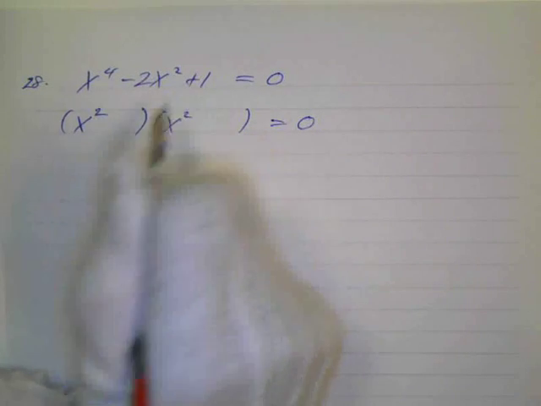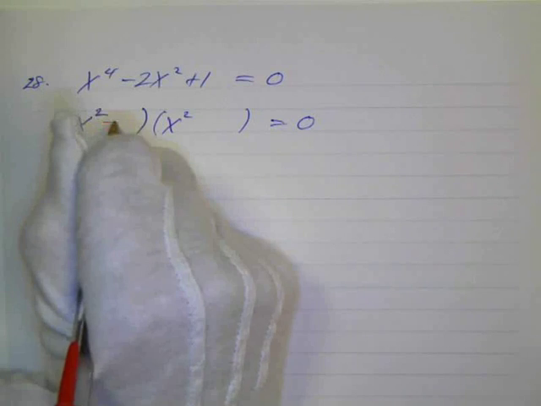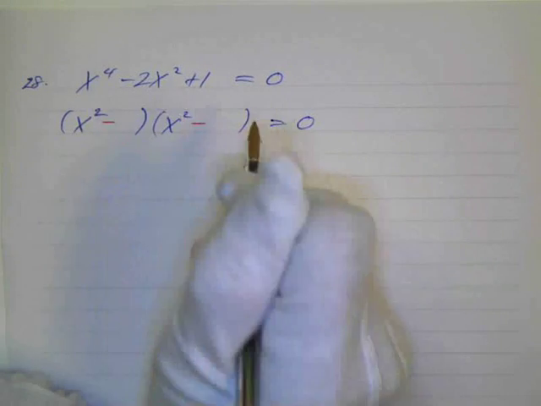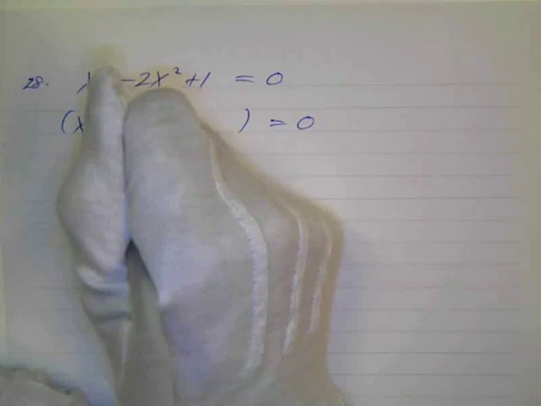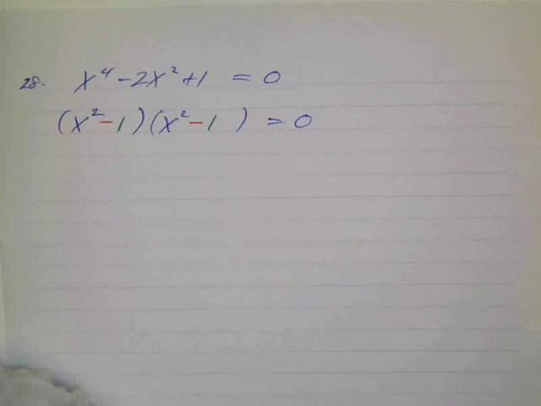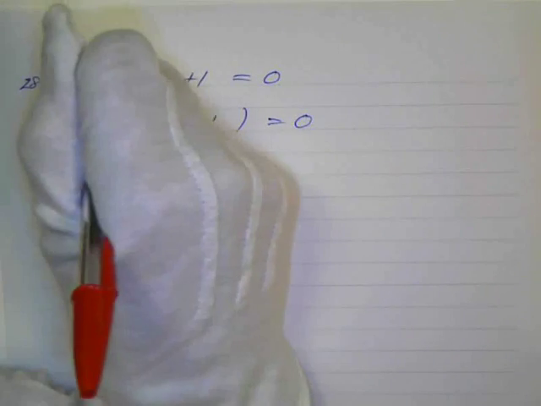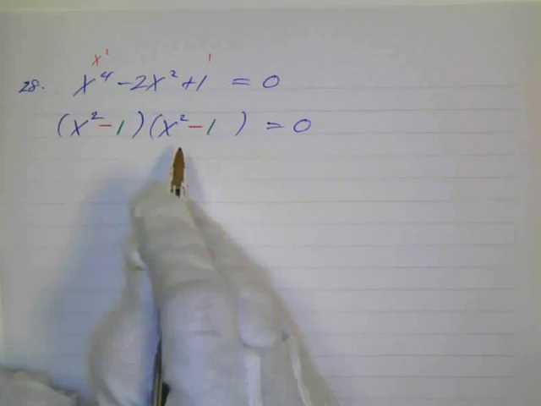Now, my signs: this tells me that these signs will be the same, and if they're the same, this tells me they're both negative. And they have to multiply to give 1. There's only one way we can get 1, and that's 1 times 1. And actually, it's a trinomial square. I should have noticed that because the square root of this is x squared, and the square root of 1 is 1, and we have twice the product in the middle, so that's what it is.